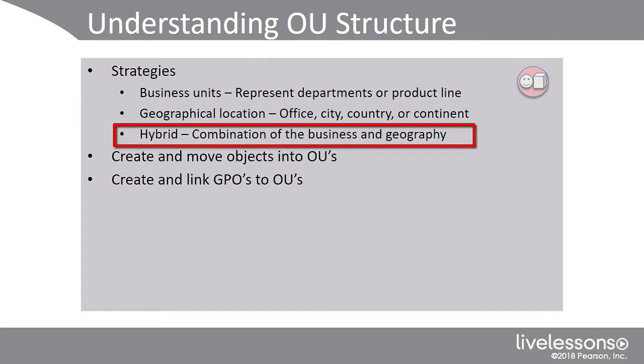Maybe we have offices in the United States as well as Europe, and within Europe we have offices in different countries, and within different countries we have offices within cities, and even within cities we have offices in specific locations. We can nest OUs. I could create one called the United States, and within the United States I could create another OU for the East region, the West region for another one, and maybe the Midwest region for another one.